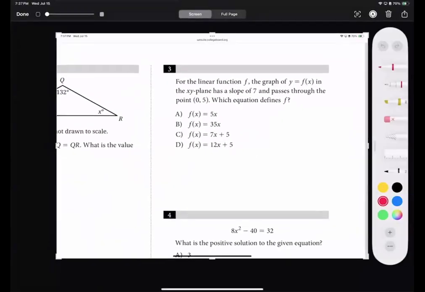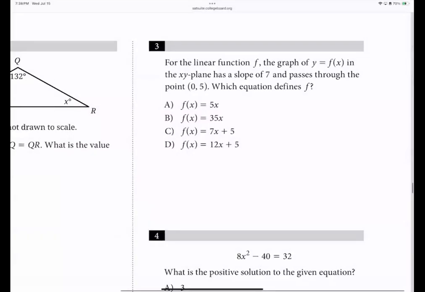For the linear function f, the graph of y equals f of x in the xy plane has a slope of 7. So the slope is 7 and passes through the point (0, 5). So the y-intercept is 5, which defines the equation. So it is C, right? Let me just check if we are doing right. Very easy. I forgot to check.